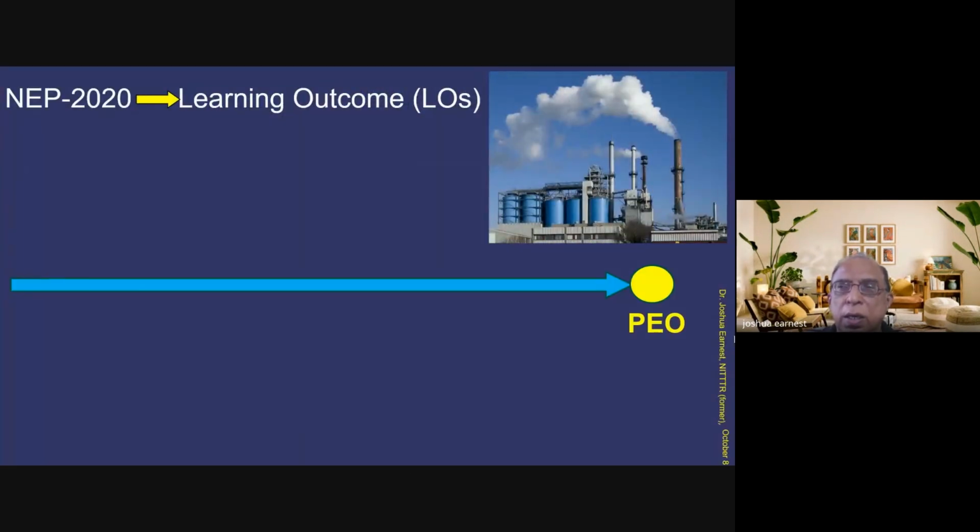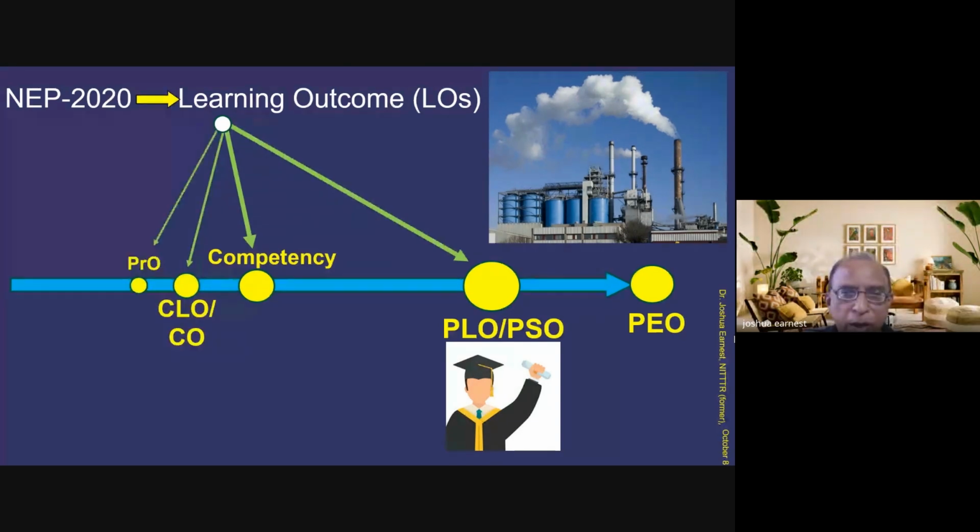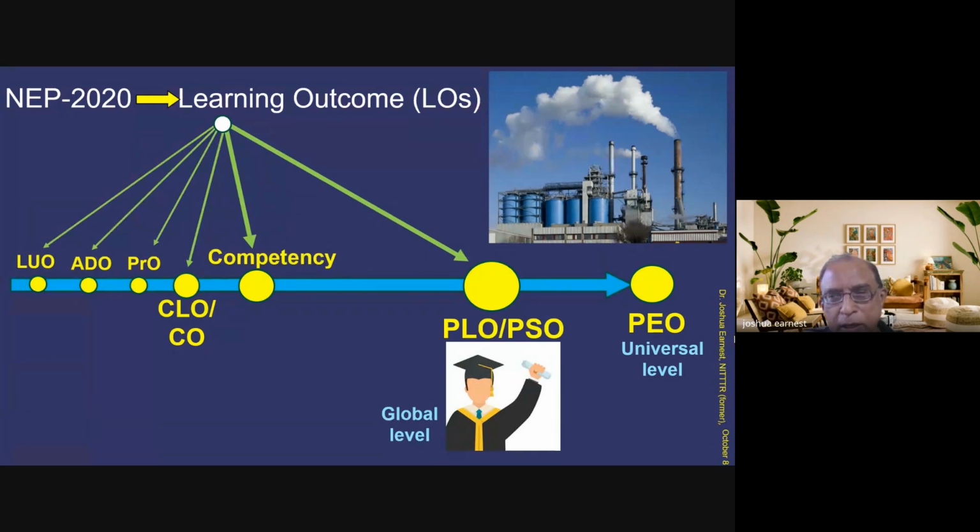So we have the PEO, which is industry based. Then at the university, you have the PLO. Then you have the competency. Then you have the CLO. Then you have the PRO, ADO, LUO, and all these things. They are at the universal level, the global level. This is the macro level, this is the meso level, and these are the micro levels. They are all learning outcomes, but they are at different levels.